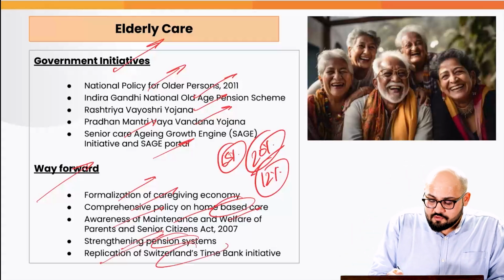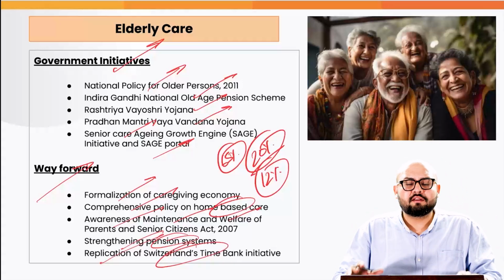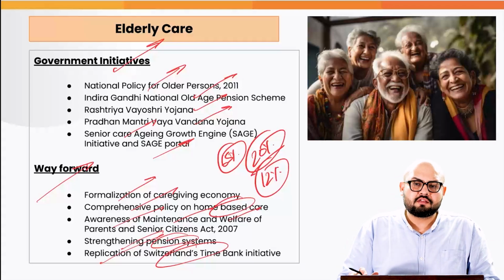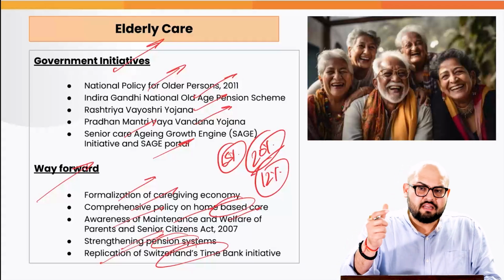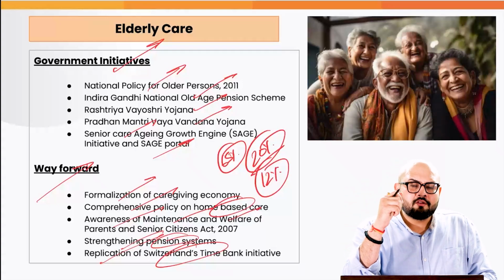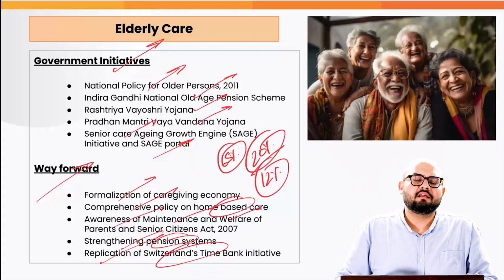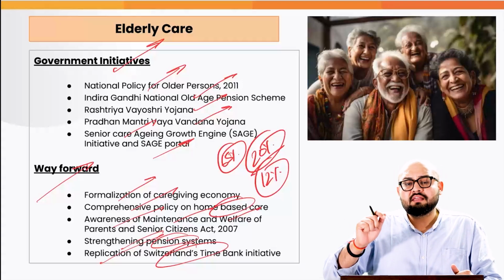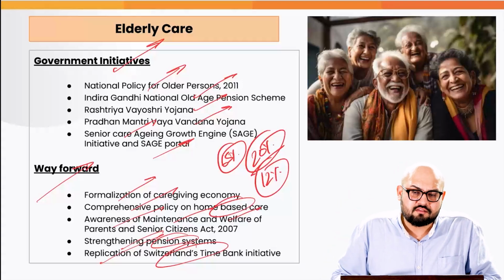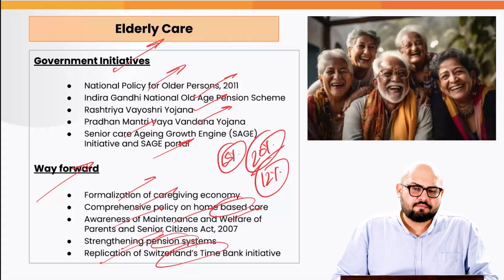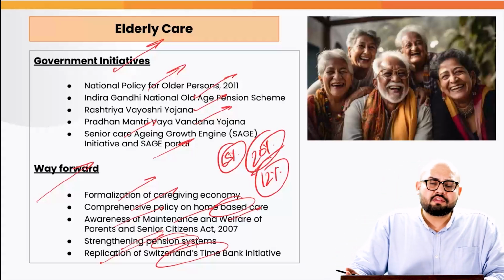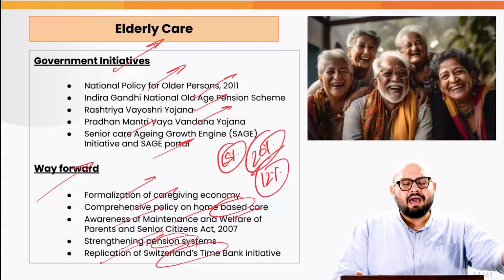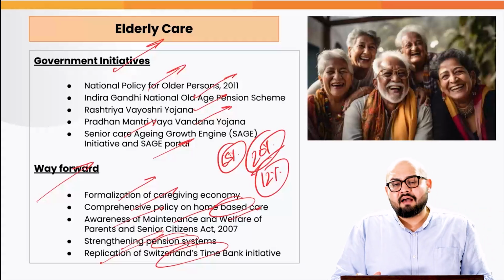Next is replication of the Switzerland Time Bank Initiative. So we have this particular initiative in Switzerland where the young population contributes to the overall care of senior citizens or persons who are ill. Now, the amount of time they invest in that care can be used by them once they get ill or once they reach the age of senior citizens, right? So again, that kind of concept can also be used in India. So what we're trying to say is that definitely we have this segment of the population which is vulnerable, and we should not treat them as a liability. They have a lot of experience.